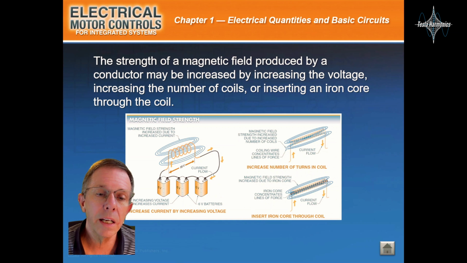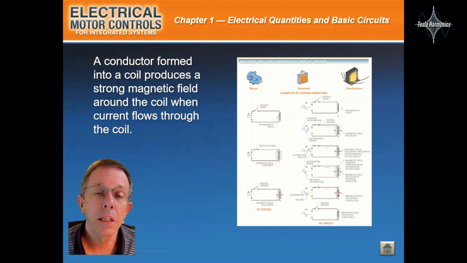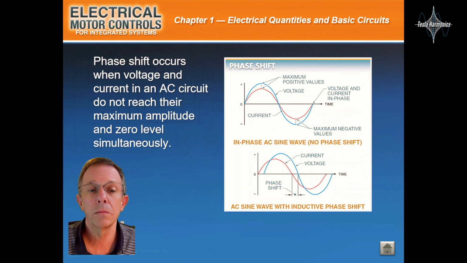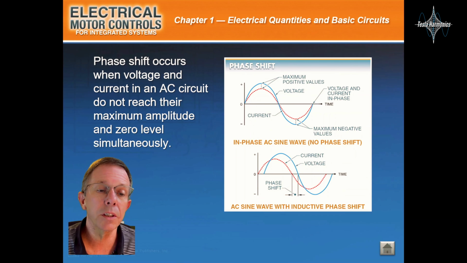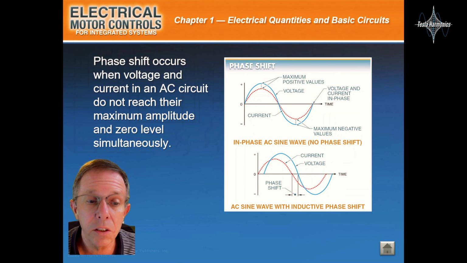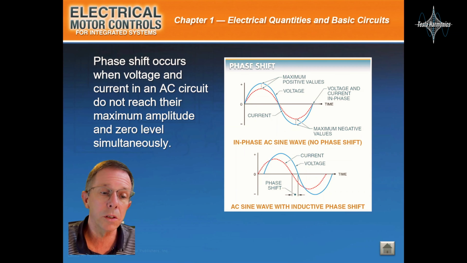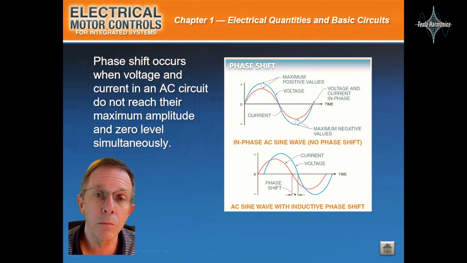The strength of a magnetic field produced by a conductor may be increased by increasing the voltage, increasing the number of coils, or inserting an iron core through the coil. A conductor formed into a coil produces a strong magnetic field around the coil when current flows through the coil. Phase shift occurs when voltage and current in an AC circuit do not reach their maximum amplitude and a zero level simultaneously.